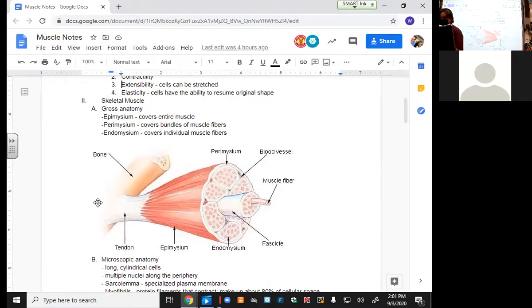Now let's get a little bit more macroscopic. Looking at the gross anatomy, this is actually everything here is just dealing with skeletal muscles. So looking at skeletal muscle, your gross anatomy, you have 3 layers that you need to understand. The covering around the entire muscle.